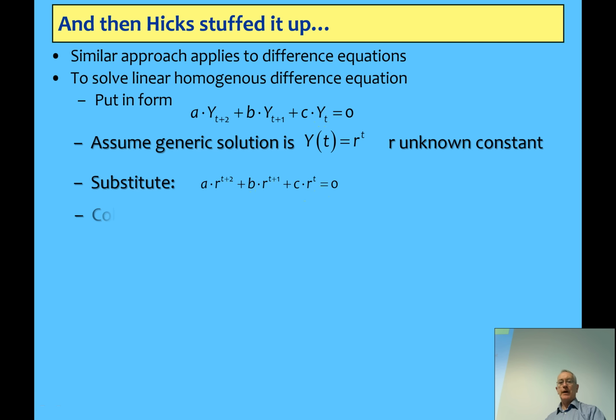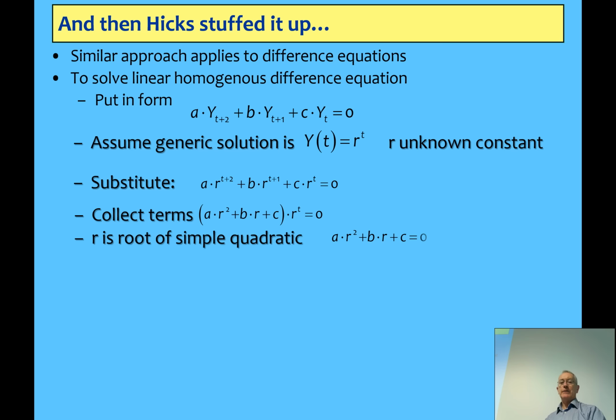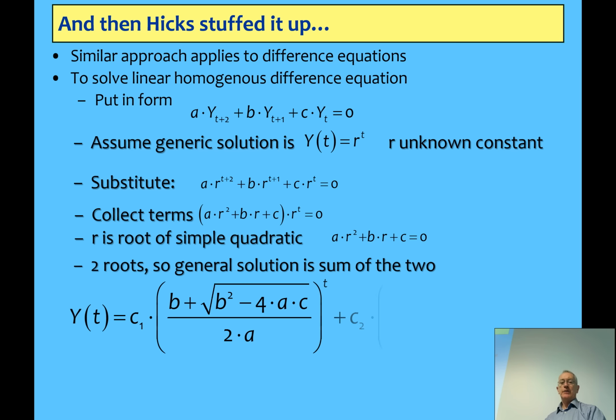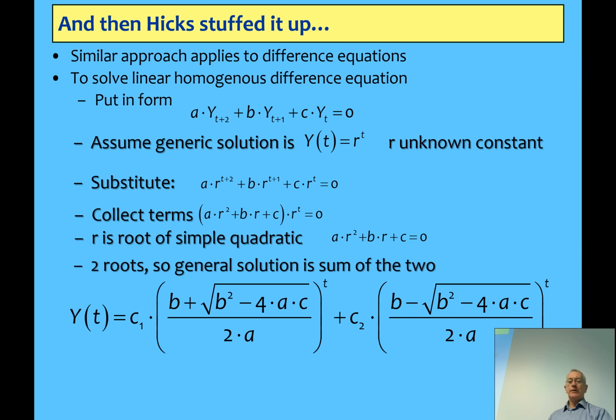Again, a number raised to a power is not going to be 0. So you collect your terms. r is the root of a simple quadratic. The solution is the sum of the two. So that's the basic procedure. Now rather than having e raised to a power, you've got the root itself raised to the power of t. So y at t is going to be equal to that expression. So you've solved the problem.